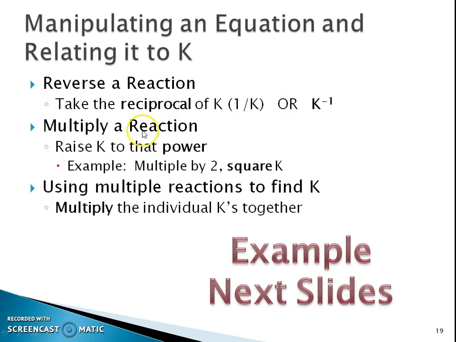So there's 3 ways you can manipulate an equation. A reaction can go forward, and we can take a reverse reaction. So if I give you one reaction and then I reverse it, what are you going to do to K? Well, you're going to take 1 over K, or the inverse.